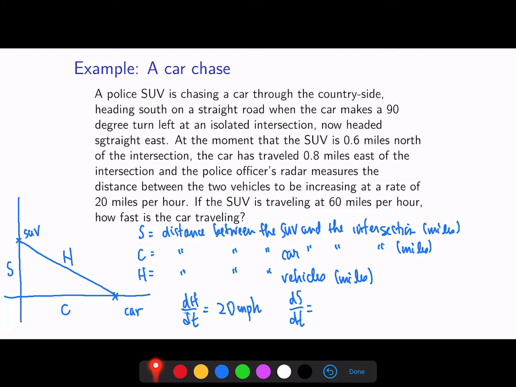But here's something you need to be careful of. S is the distance between the intersection and the SUV. The SUV is traveling toward the intersection. So 60 miles per hour is the velocity of the SUV, but this distance is decreasing. So the derivative of S is negative 60. Not positive 60, negative 60. And dC/dt is what we're looking for.